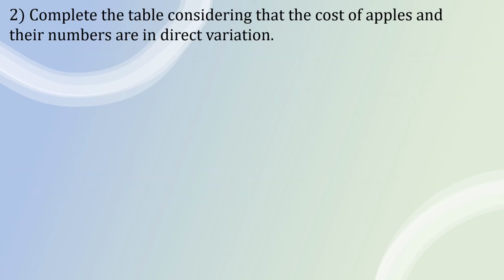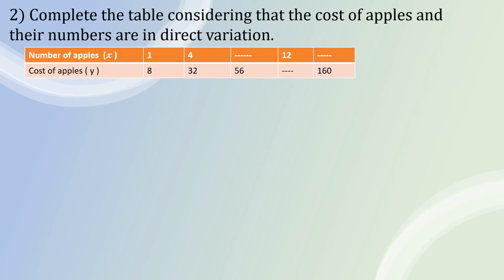Now what is given, student? Complete the table considering that the cost of apples and the number of apples are in direct variation. So one quantity is cost of apples and the other quantity is number, and already it is said they are in direct variation. See the table: number of apples denoted by variable x and cost of apples denoted by y. You are given 1 and 8 in the first column, 4 and 32 in the second. Third, you have to find the number of apples x when the cost is 56. And in the fourth, the number of apples given is 12 and you have to find the cost.